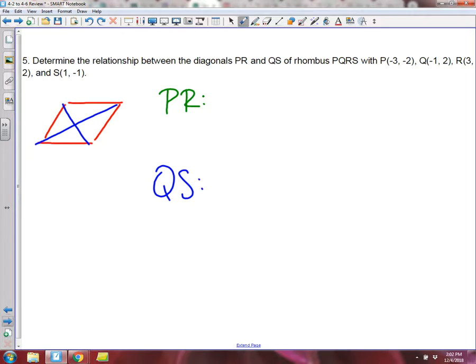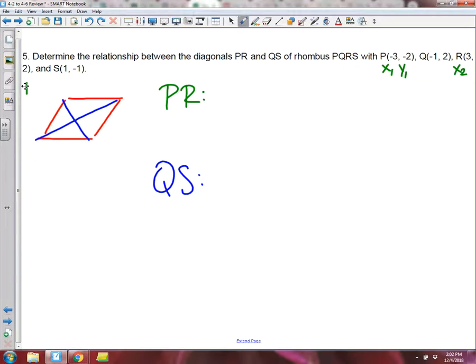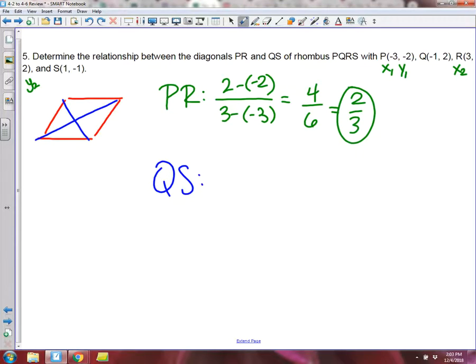So for P and R, I need you to label your points: X1, Y1, X2, Y2. Okay, everybody good? You remember your formula? Y2 minus Y1 over X2 minus X1. So what is my Y2? Perfect. How about my X2 minus X1? So folks, what do I get in my numerator? What do I get in my denominator? And what does that reduce to? What is 4 over 6? 2/3.